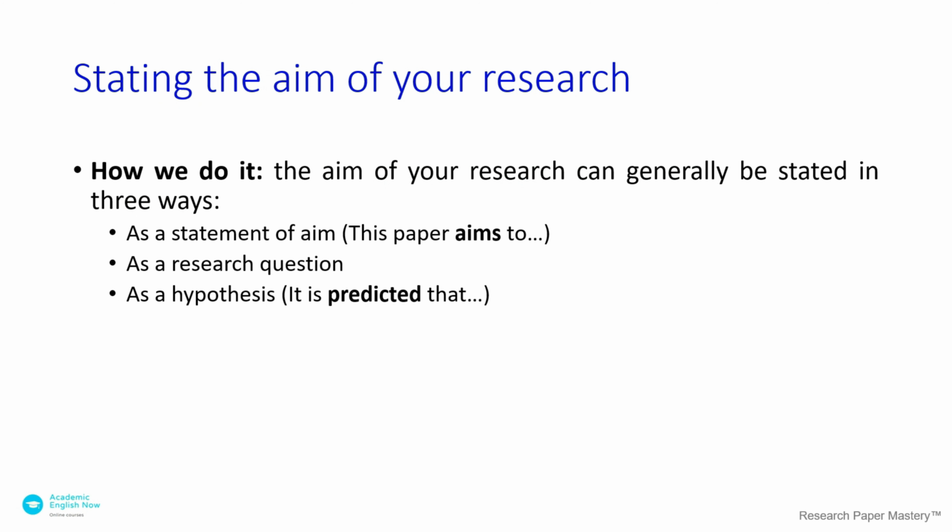First of all, and probably that's the most common way of stating the aim, is just a sentence. So it's always something like "this paper aims to," or "the objective of this paper is," "the aim of this paper is to," something like that, right? And that's probably 90% of all papers in all disciplines will use that.